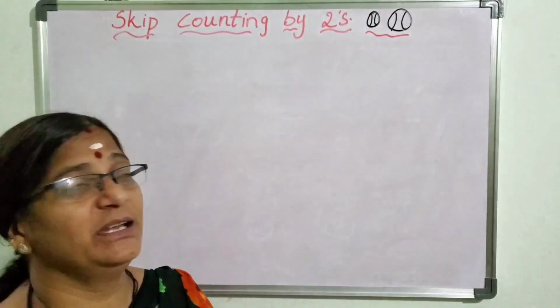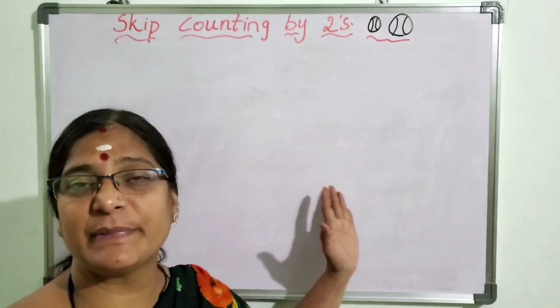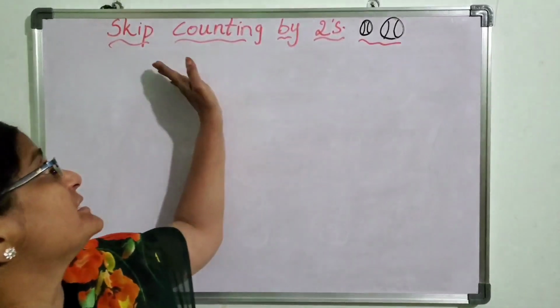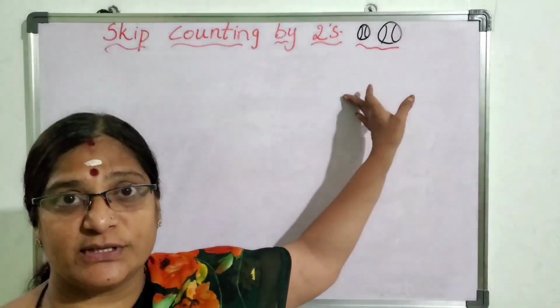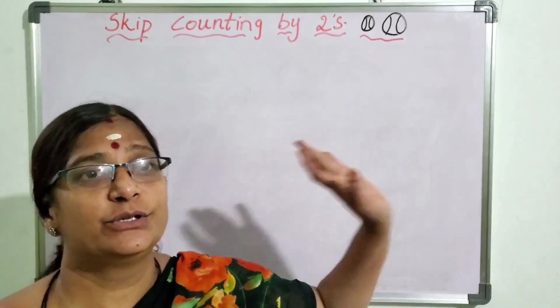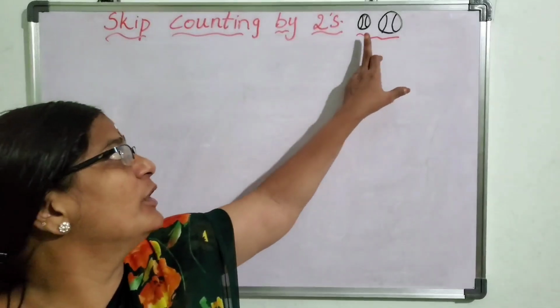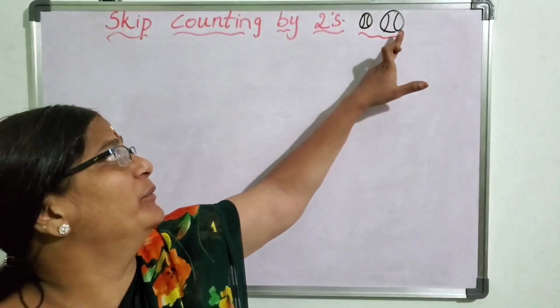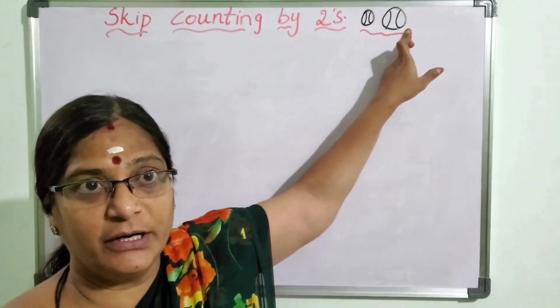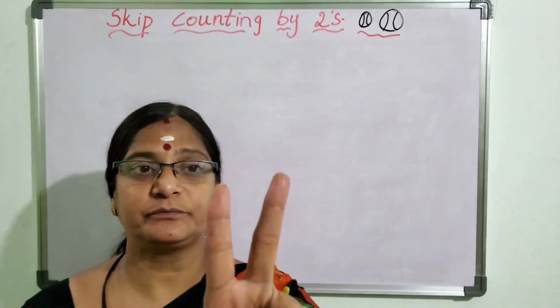Now, today in maths we are going to learn skip counting. That is skip counting by twos. Now, in your book, near the heading you draw one small ball and one big ball. Got it? Now, see here.